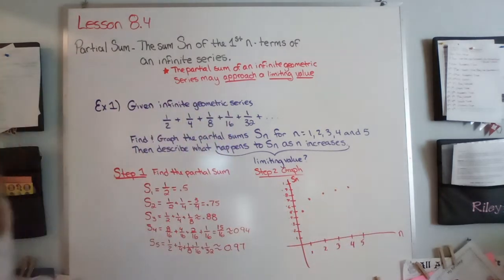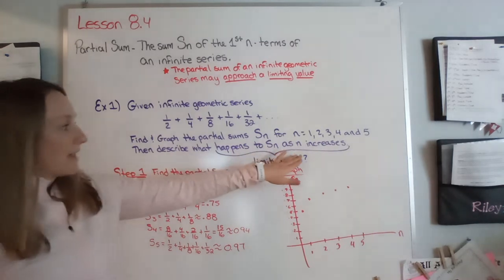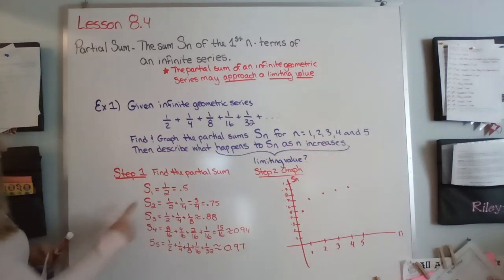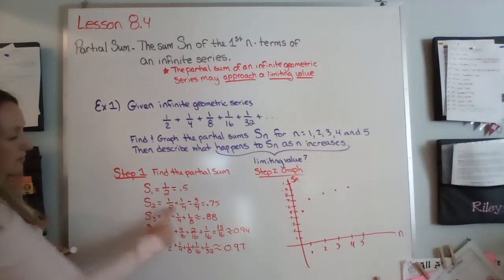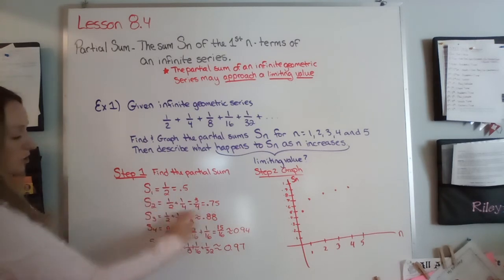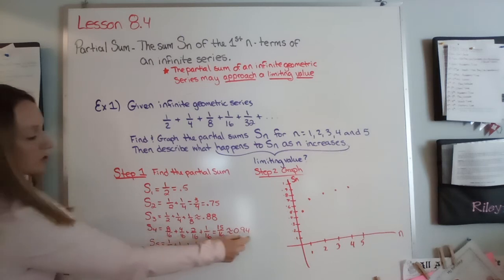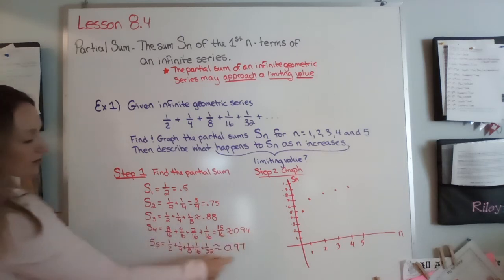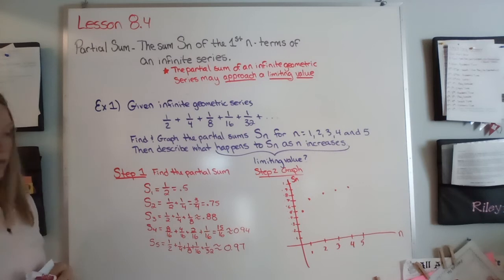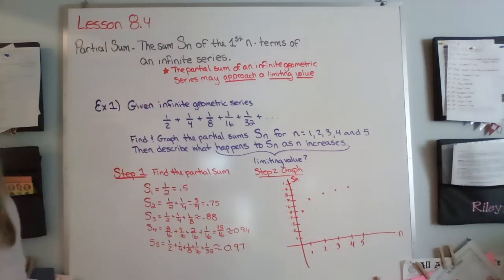Okay, so there's my graph. All right, so then it says describe what happens to S sub n as n increases. So as I was increasing my n value, taking the sum of just the first term, then the first 2 terms, then the first 3 terms, what is happening to your sum as your n value increases? Okay, you might say that your sum is also increasing, which it is, all right?